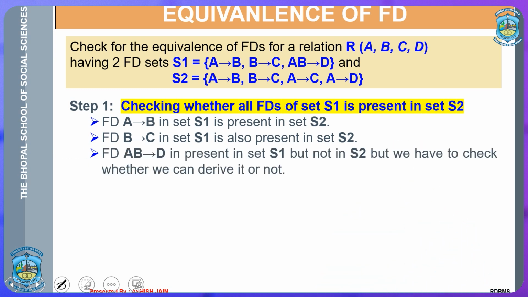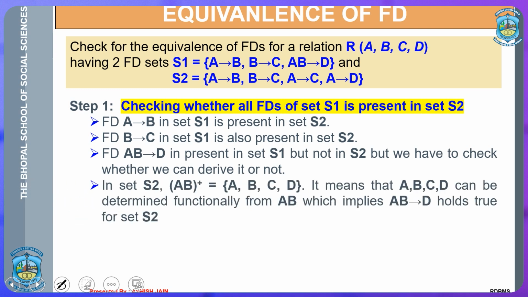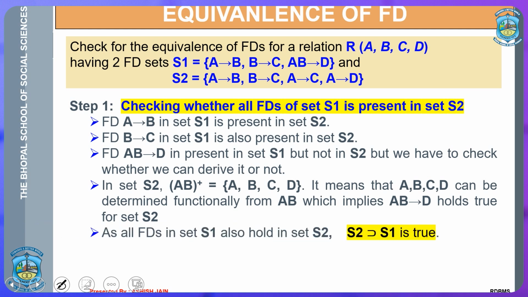Next, AB tends to D. Here it is not directly appearing, but if we use different axioms, we can derive it. In the set S2, the closure of AB is A, B, C and D. That means all the attributes are there. So we can determine ABCD functionally from AB, which implies that AB tends to D holds for S2. So all the FDs of S1 hold for S2. We can write S1 is a subset of S2, not equal, only subset. This property is true. Now we do it for the other.